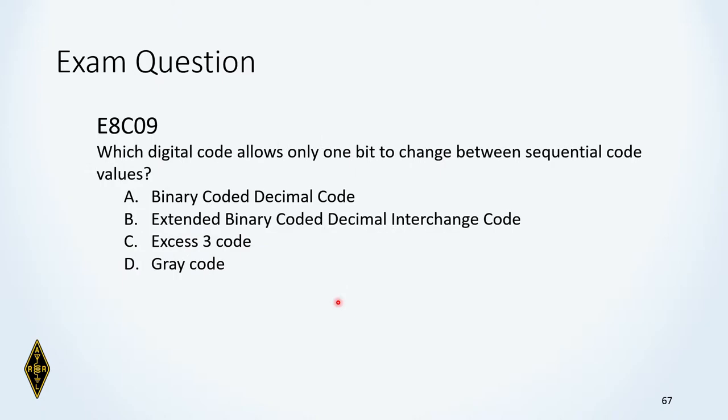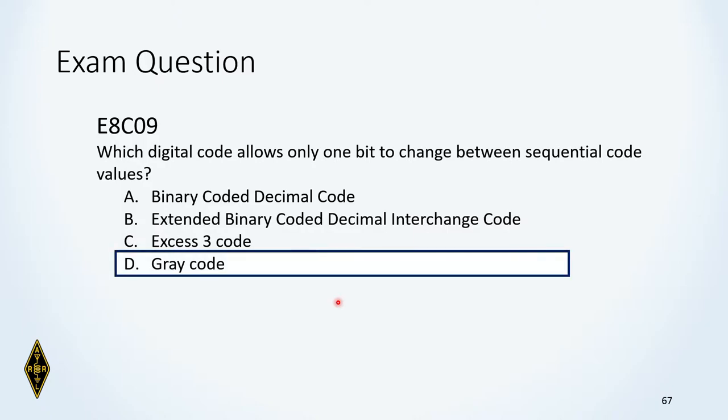Which code changes only one bit between sequential code values? E. Yep, the Gray code.